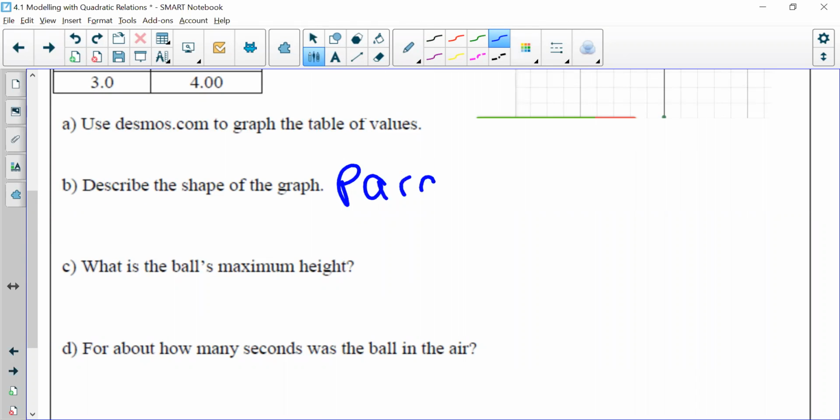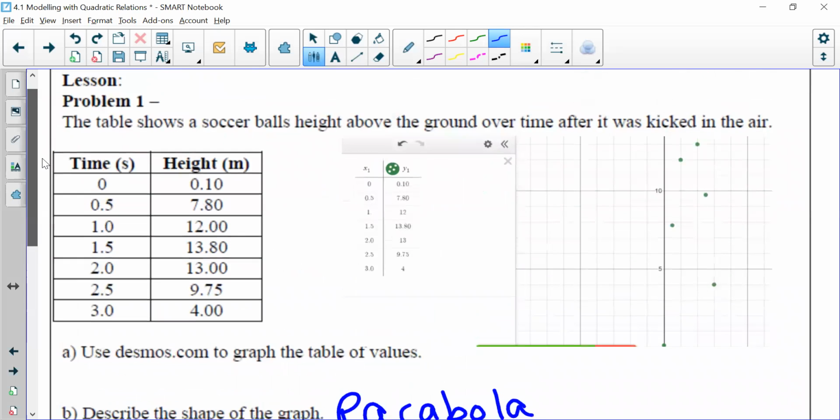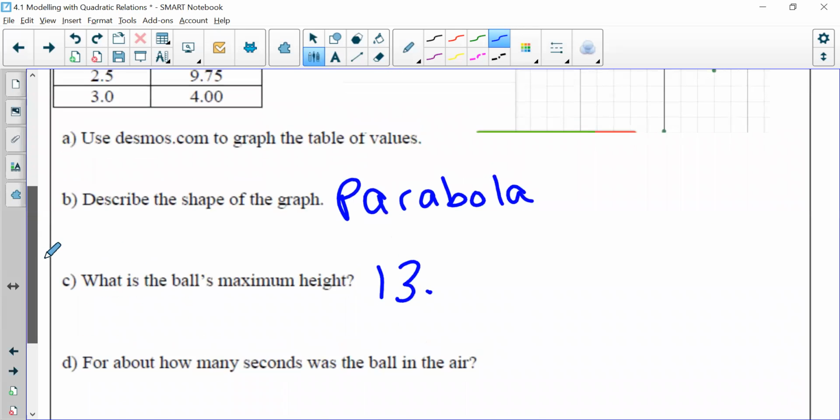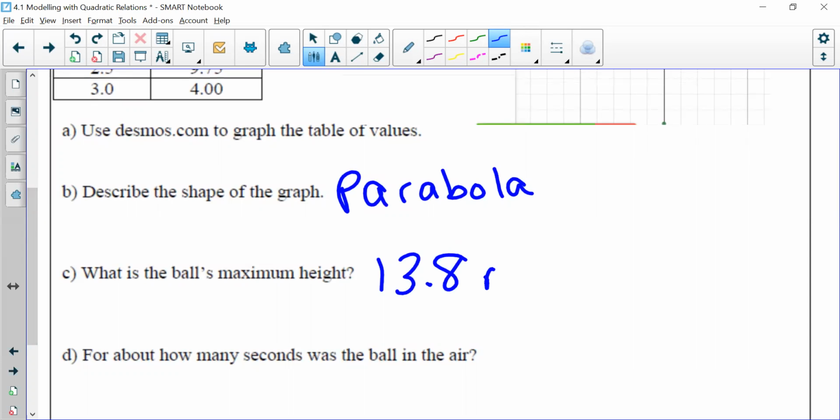And what's the maximum height of the ball? 13.75. Good. 13.8, it's in meters. So this ball was kicked pretty hard. How many seconds was the ball in the air?